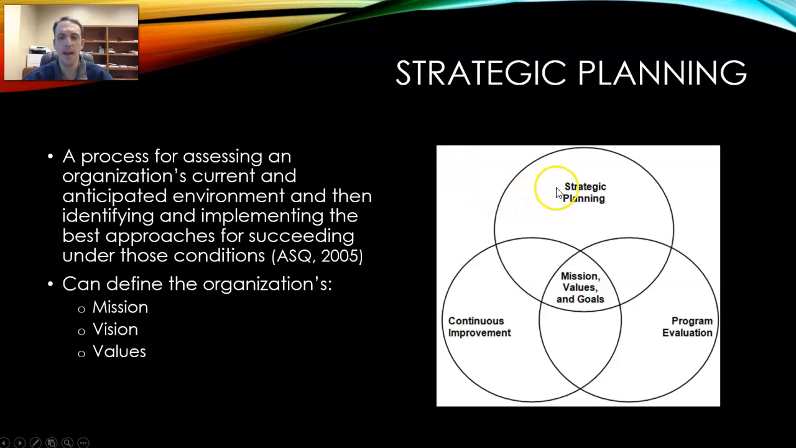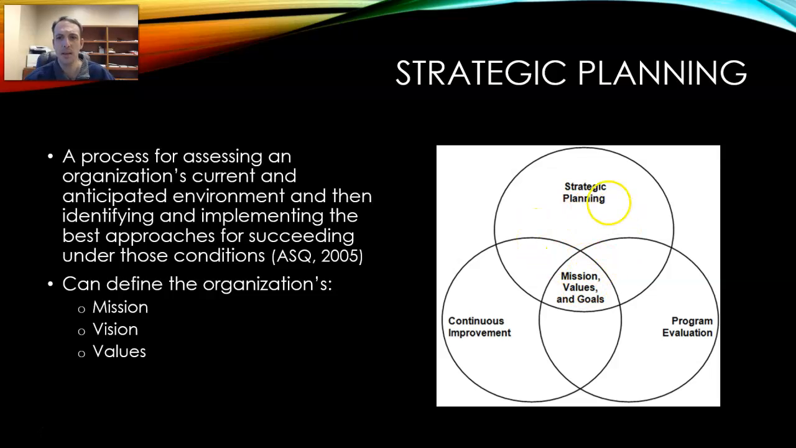And so when we look at the strategic planning process, it is just one of the wheels associated within the overall framework for our organization. We have the strategic planning process, obviously continuous improvement, and then the evaluation, the feedback loop of that. But notice it all centers on our mission, values, and goals. If we don't have a strong understanding of what our mission, values, and goals are for our organization, we don't have that next step in our minds of where we want to be.